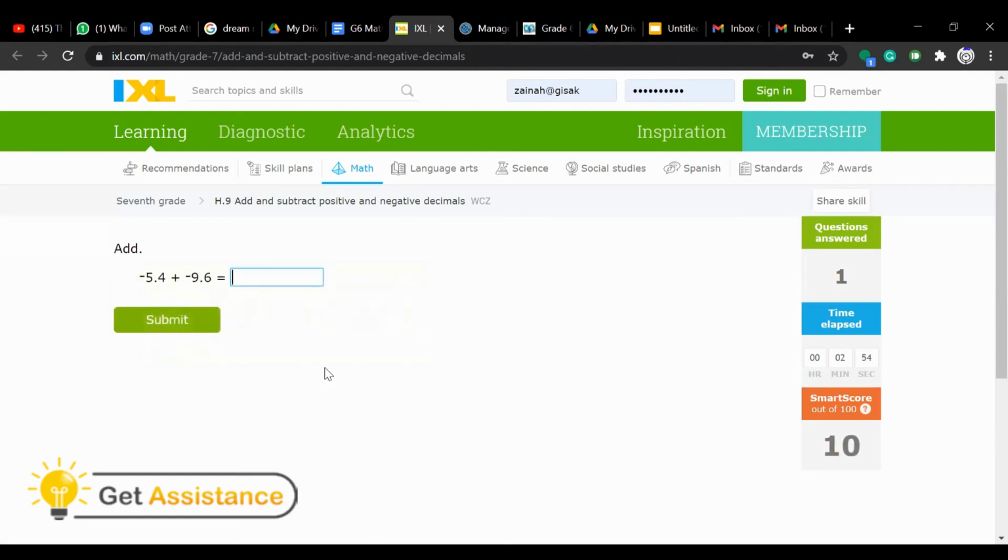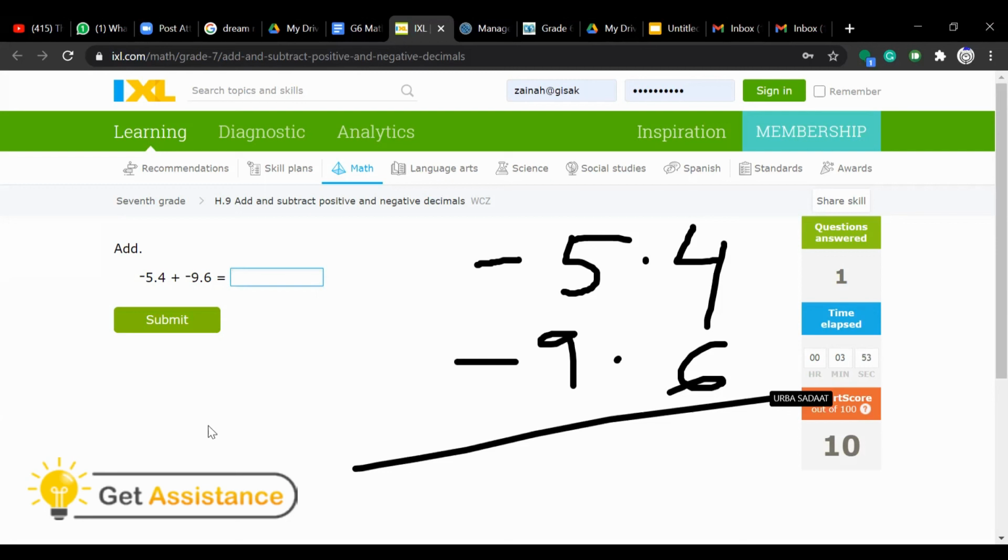So now what will you do over here? You basically have to add these two numbers, okay? You can see that minus 5.4 and minus 9.6 are getting added with each other, right? So what is 4 plus 6? 10. So are you sure it's 10? Wait, no, negative 10.